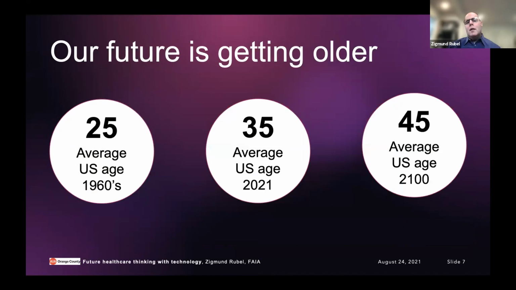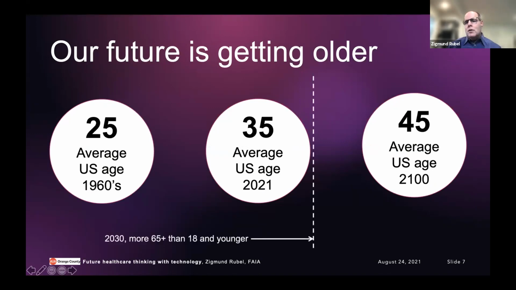So the first one is our population. When I was born in the 60s, the average age was 25. Today it's 35. And by the end of the century, it's going to be 45. And in about 9 years, it's going to be the first time in US history that there are going to be more 65-year-old people and above than there will be 18-year-old people and younger. So it's just reinforcing that we are all getting older.